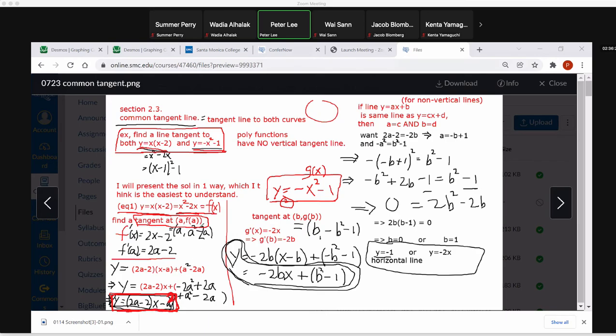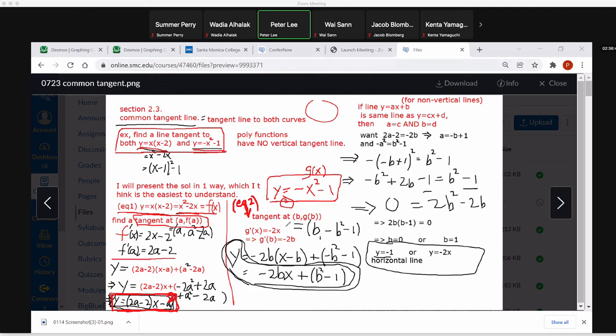Now, let's get to the next step. Now this is equation 2. Oh, I didn't write equation 2 here. Equation 2 is y is equal to minus x squared and then minus 1. That's equation 2.